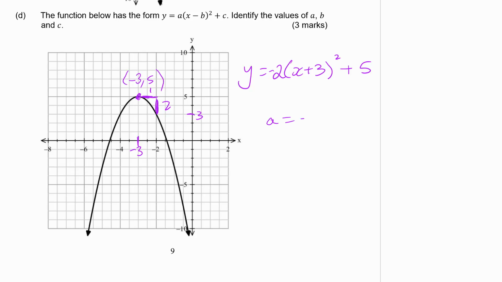So I've got A is -2, B equals -3, remember to make that a plus there when it's a minus in the original equation, and C is equal to 5.